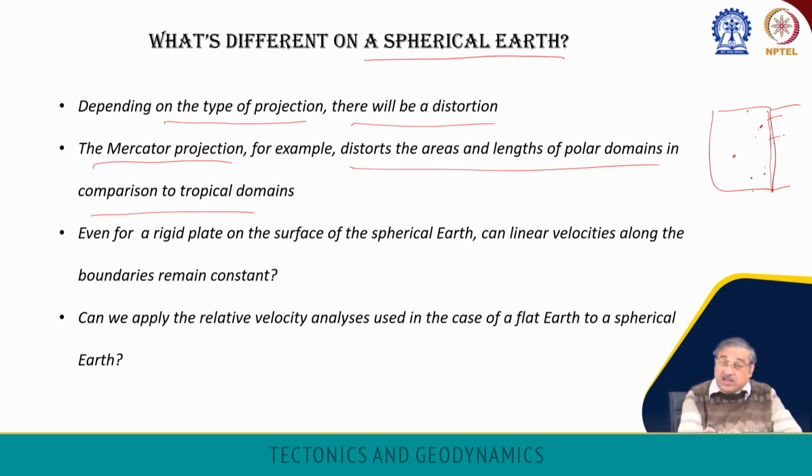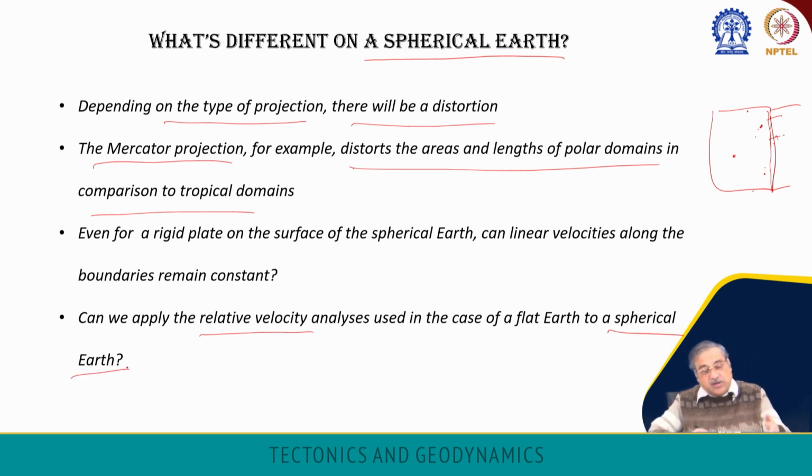However, on a spherical Earth, even when the plates are rigid, would you expect the linear velocities that we measure to remain constant? Because now spherical geometry comes into play. Finally, then there's another thing. We analyzed all these changes on a flat Earth using the concept of relative velocity. Can we use relative velocity analysis in the case of a spherical Earth? So these are the important questions that we need to answer whenever we're talking about what happens on a spherical Earth. So what is different?